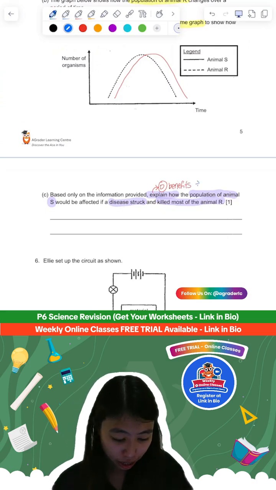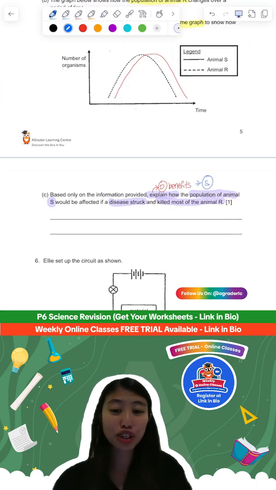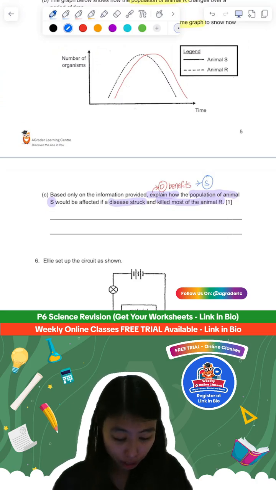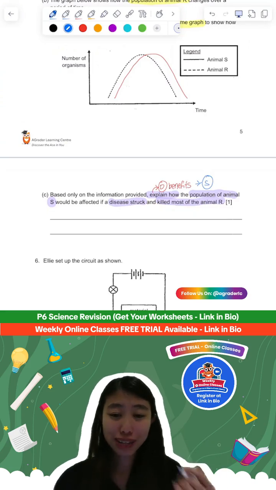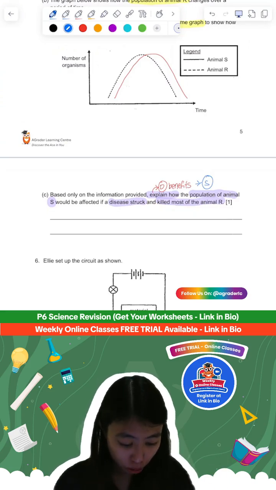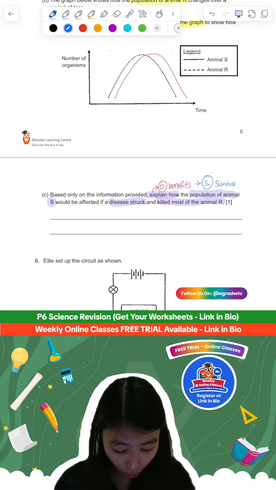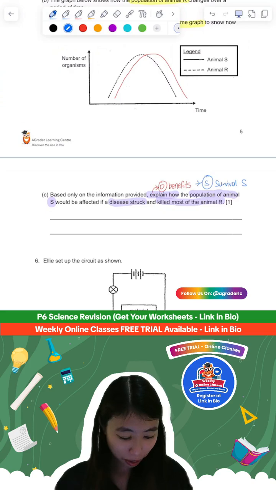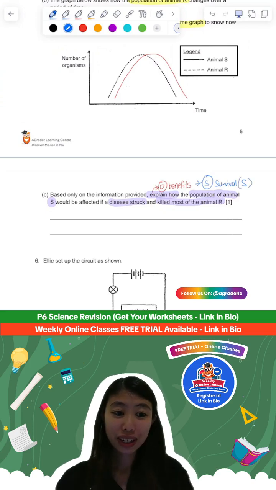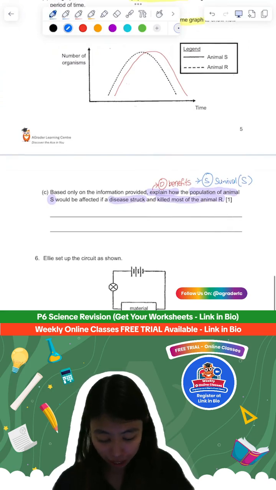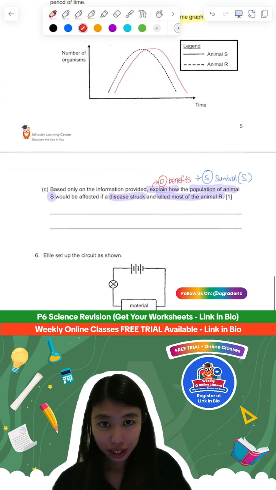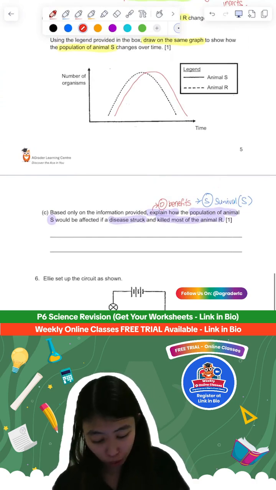And your science concept is that if R dies, something cannot happen, right? There will be no protection. Then what happened to the survival rate of S? Good, but you must answer the first part first. So you must say, explain how population S will be affected. There will be fewer.